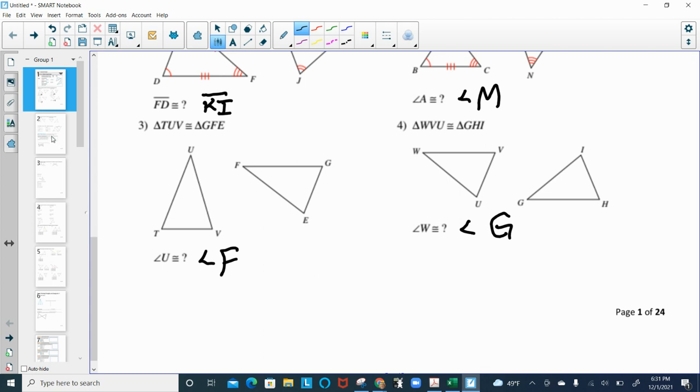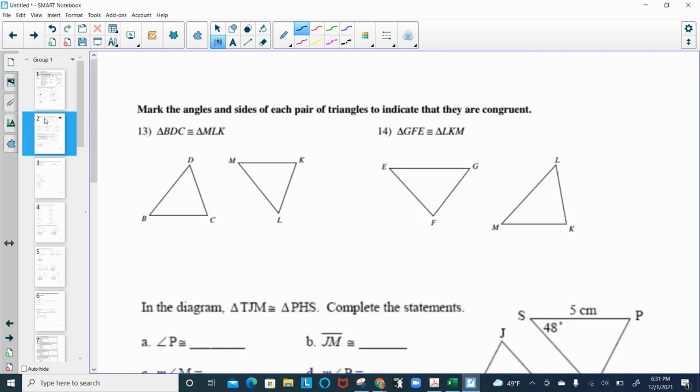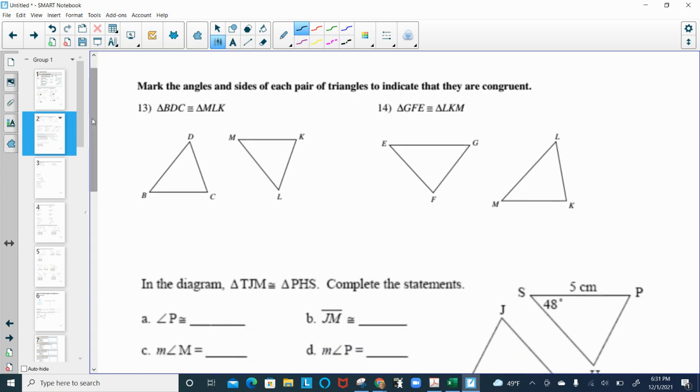Let's turn the page over to page 2. So what we're going to ask you to do in just a moment is to mark the angles and sides of each pair of triangles to indicate that they are congruent. I'm going to do number 13 for you, and then I'm going to ask you to pause the video and do number 14. So the first thing I'm going to do is the angles.